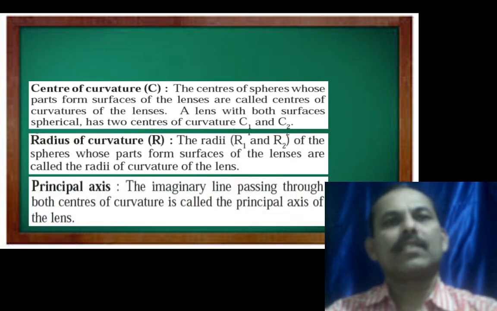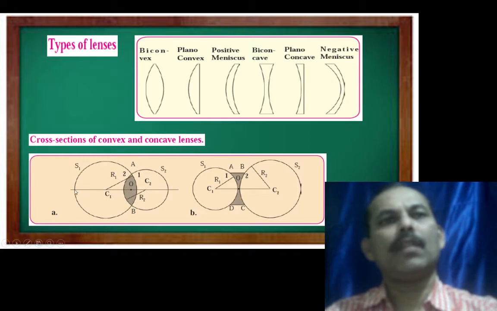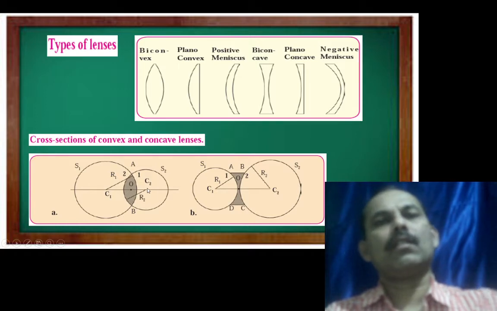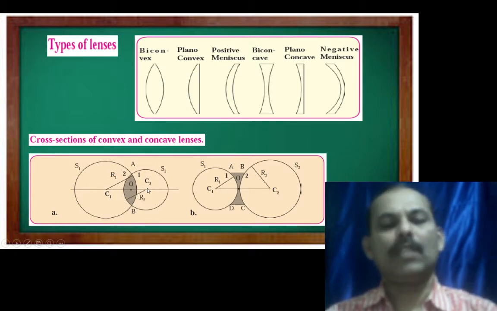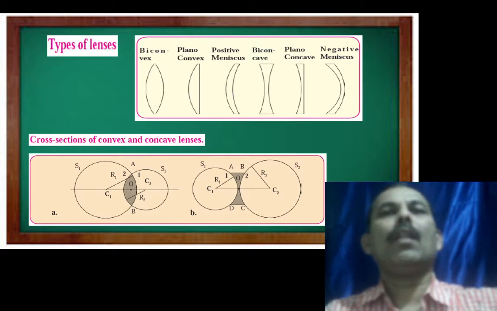Then principal axis. The imaginary line passing through both centers of curvature is called the principal axis of the lens. This is the imaginary line that passes through both centers of curvature. This is the first center of curvature and this is the second center of curvature, from which that line passes. So that is the principal axis.